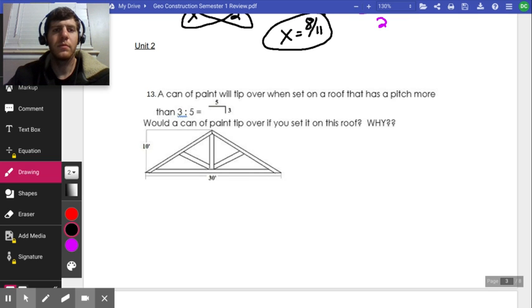Right, this is Geometry and Construction, Semester 1 Review, Unit 2.